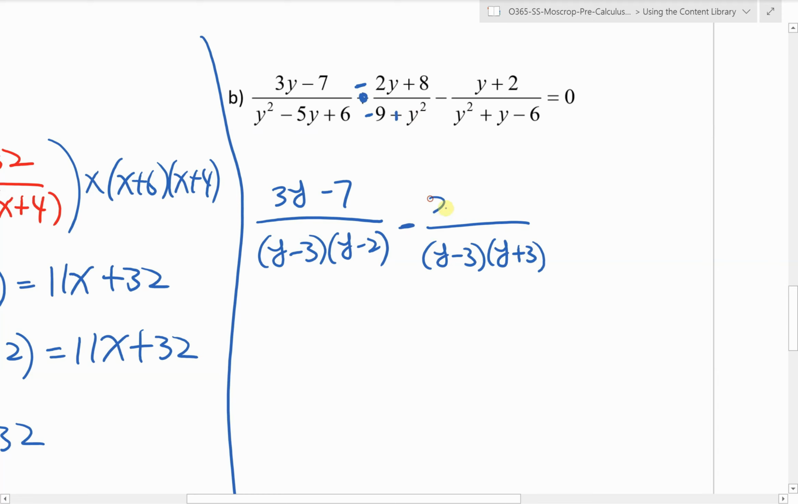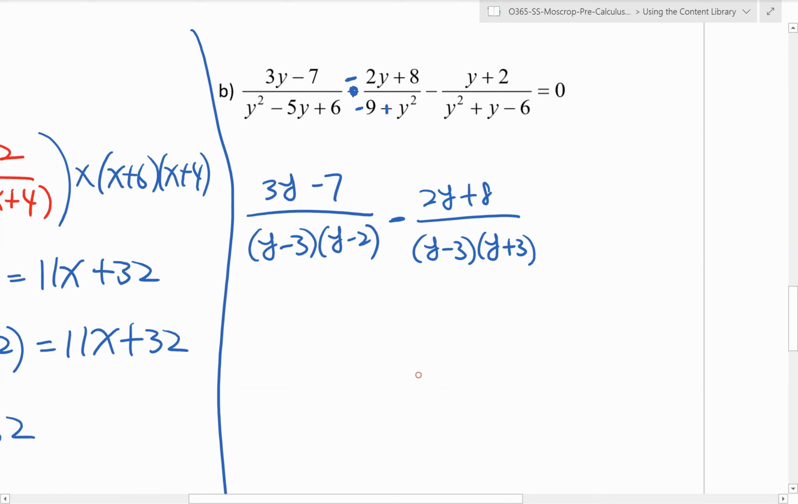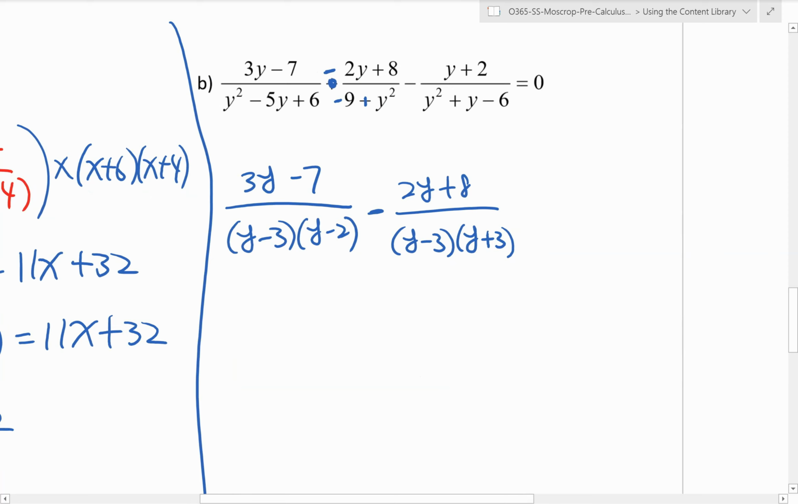You still have the 2y plus 8. Now you could actually factor the 2, you'll get 2 times y plus 4, but it really doesn't help because you can't reduce it. So in this case, I'm not going to change it because it does not help here. Sometimes it does, not all the time though. You can factor this. This is y plus 3 times y minus 2. You have the y plus 2 over here.